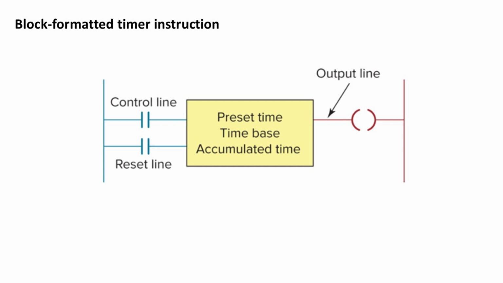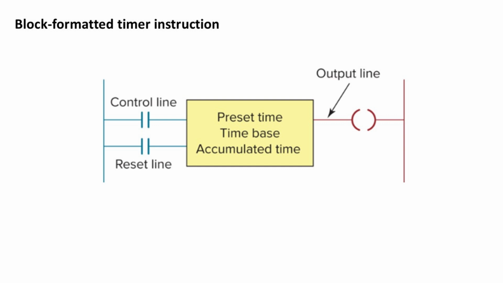Every timer instruction has three key quantities: time base, preset value, and accumulated value. The time base is the unit of time the timer uses to measure an event. For example, 1 millisecond, 10 milliseconds, 100 milliseconds, or 1 second. A smaller time base gives greater accuracy. In RSLogix 5000 controllers, the time base is 1 millisecond.